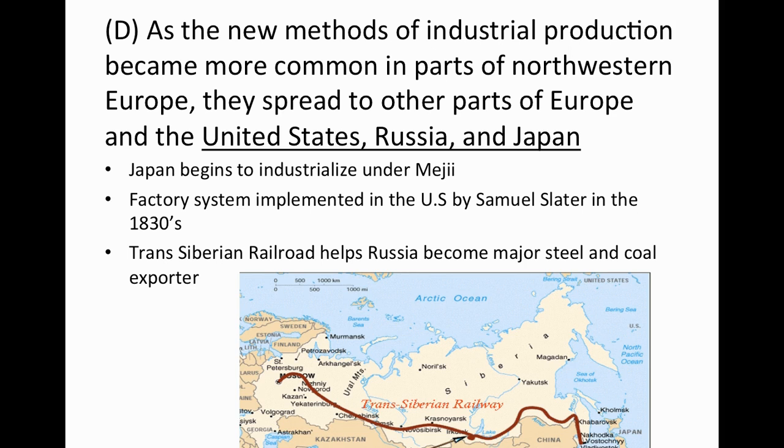Subconcept D states as the new methods of industrial production became more common in parts of northwestern Europe, they spread to other parts of Europe and the US, Russia, and Japan. So what you want to be able to do is identify the other parts of the world that were industrializing and perhaps give some examples of that. This is a huge change.